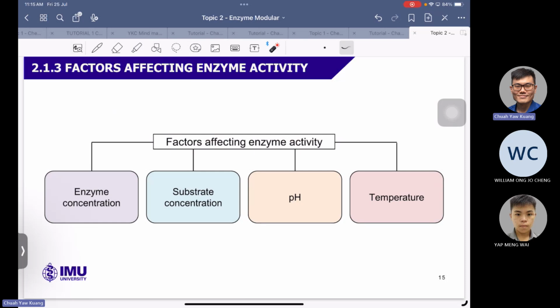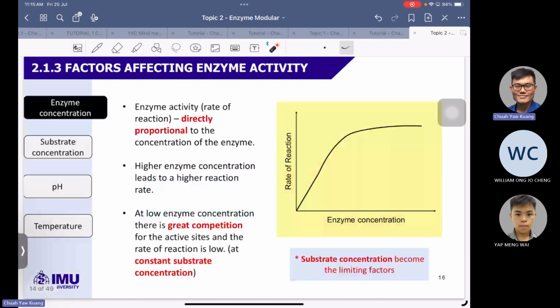Okay, so now we will look at the 4 factors here. The first factor we will look at is enzyme concentration.